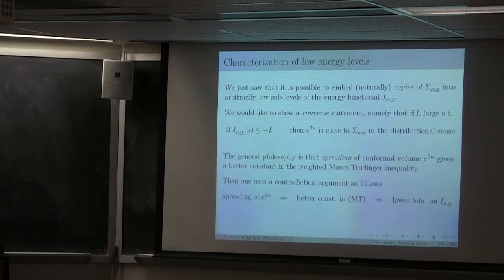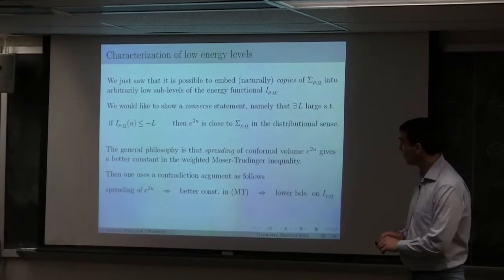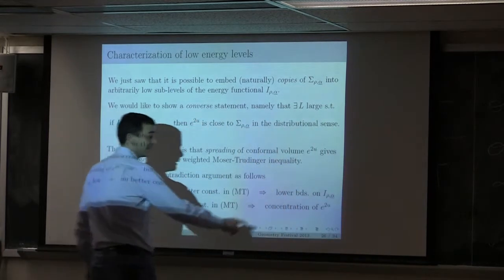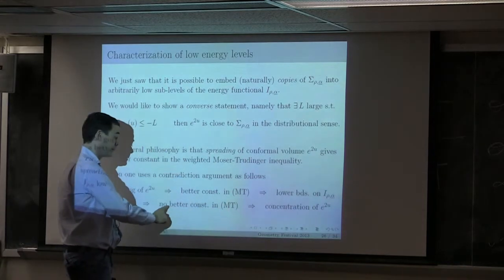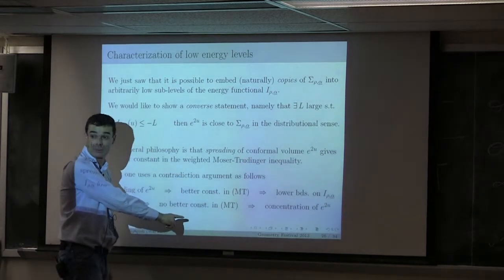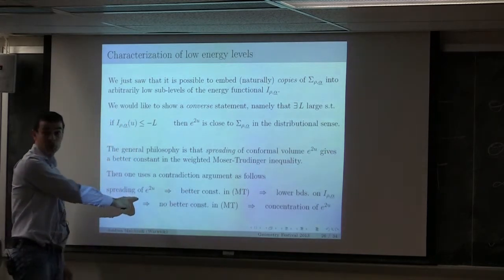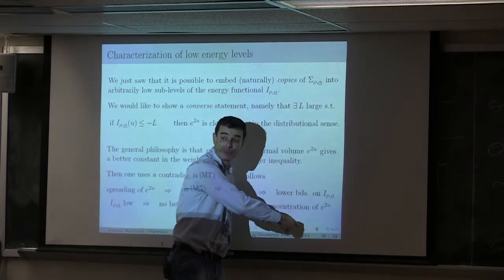Okay, so that will give you a lower bound on the energy functional. So you can somehow use this chain of implications in the opposite way. Suppose that the energy is low, so namely that the lower bound on the functional fails. That means that you don't get a better constant in the Moser-Trudinger inequality, which means that you cannot have spreading of volume. So this will favor concentration of conformal volume.